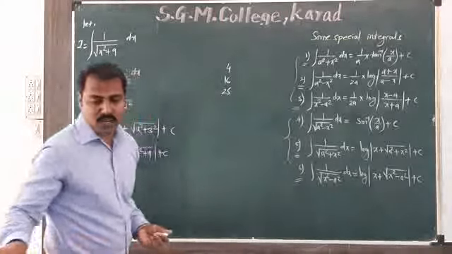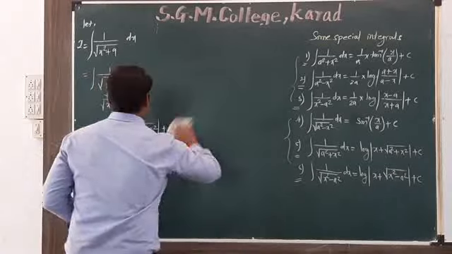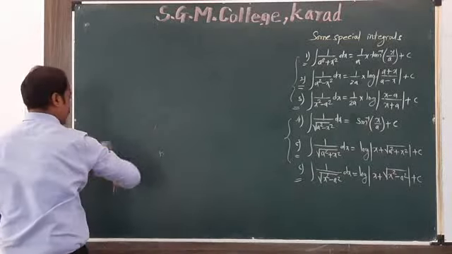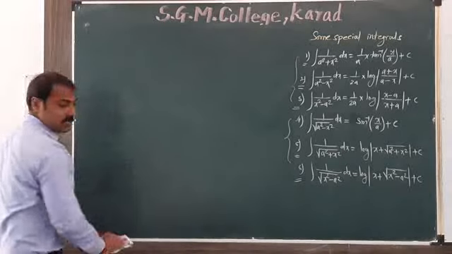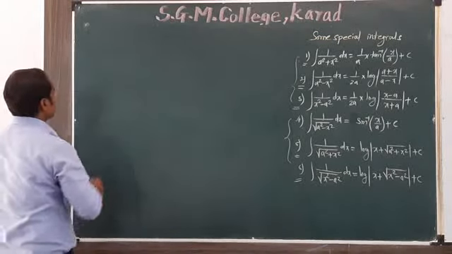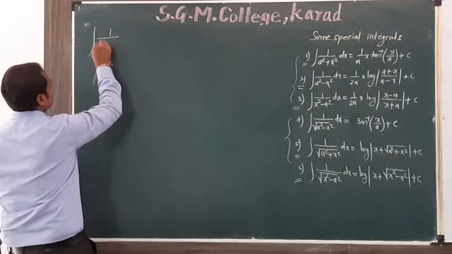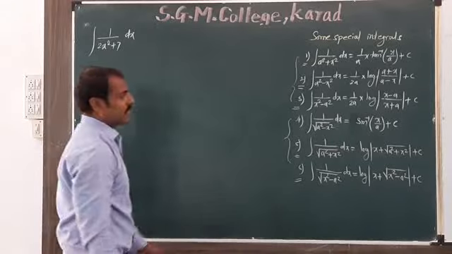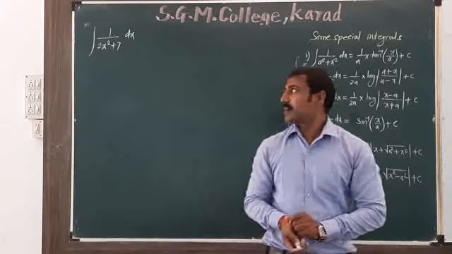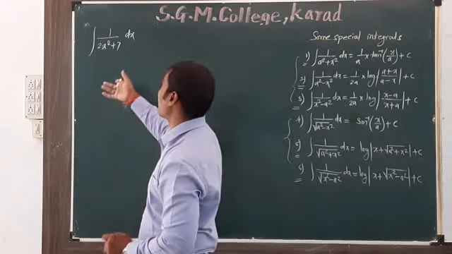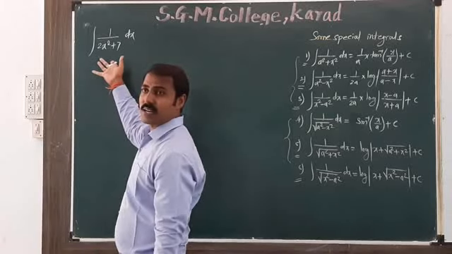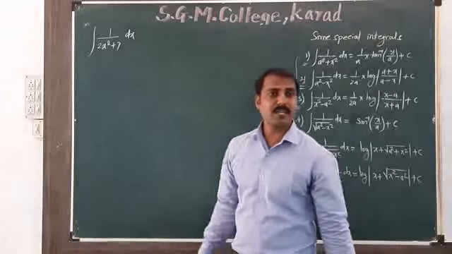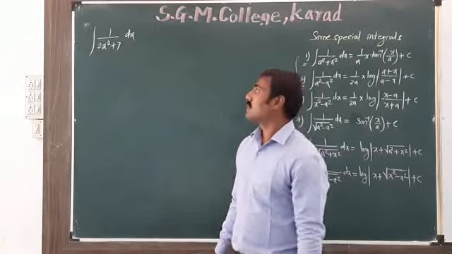Okay, now moving to our next example. Evaluate the integration of 1 upon 2x square plus 7 dx. Look at it, this example contains variable terms, not sine, cos, tan, so it is an example of algebraic integration.